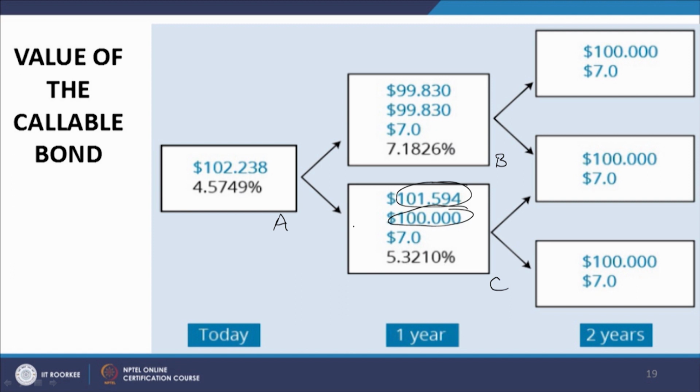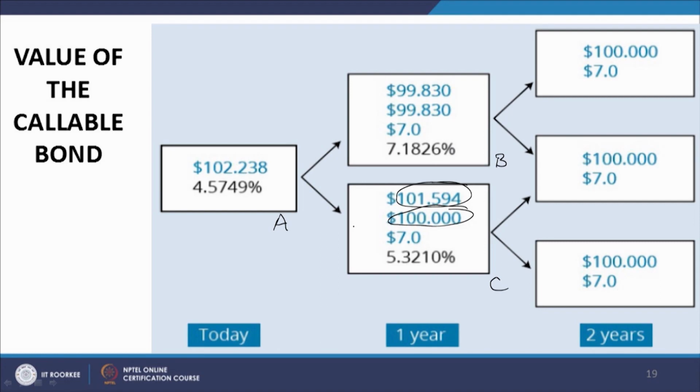I repeat, because this call option is in the money at node C, because its computed value is more than the exercise price, we assume that the issuer exercises the option and retires the bond at the exercise price, which is 100. The computed value becomes redundant at this point, and we go backwards from here, moving from t equal to 1 to t equal to 0, with the call option exercise value of 100. When we do that, the value of the bond at t equal to 0 turns out to be 102.238.